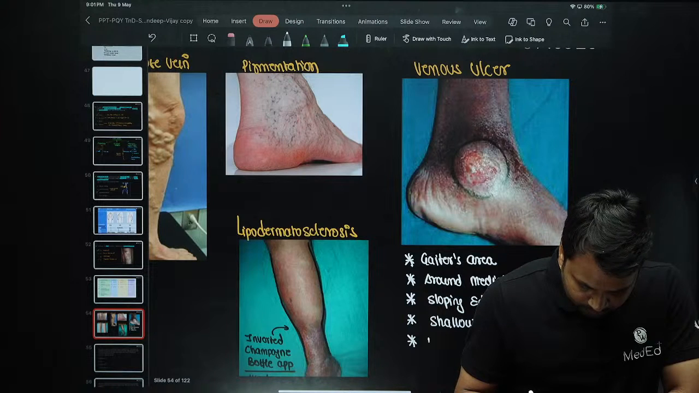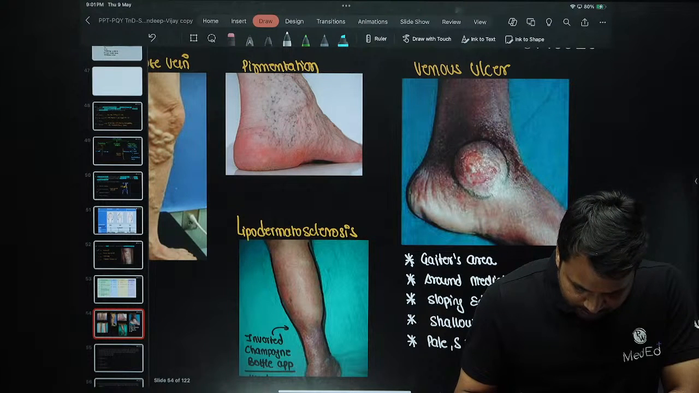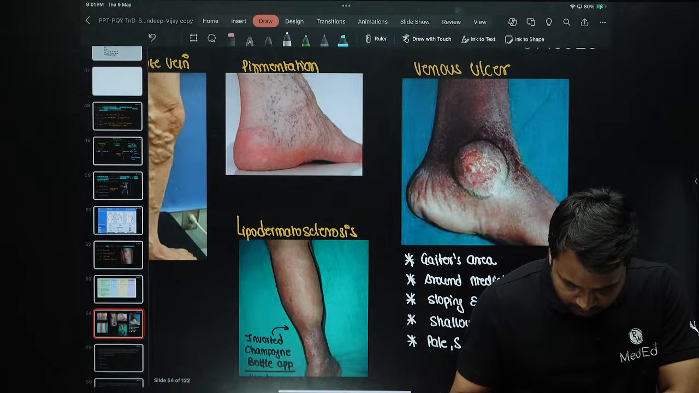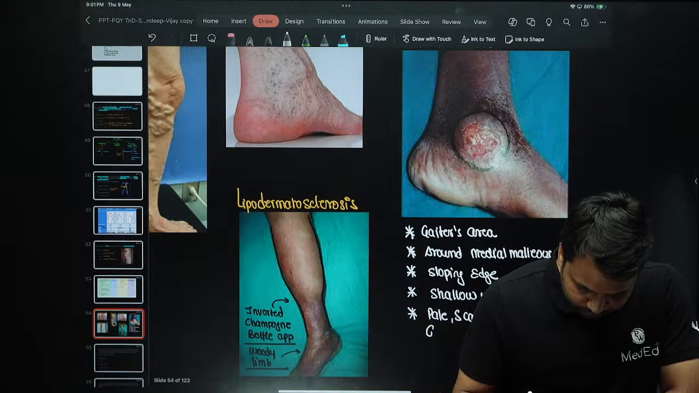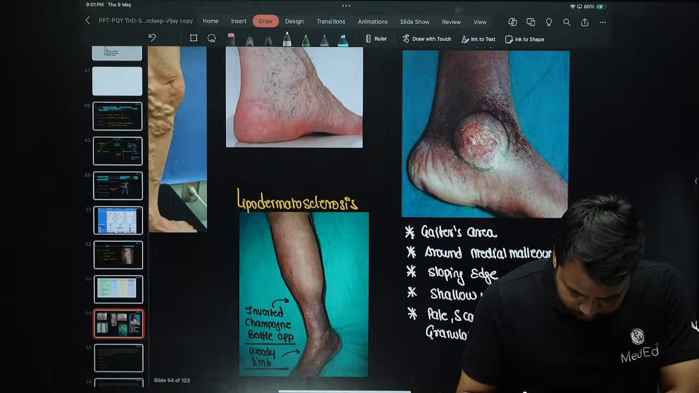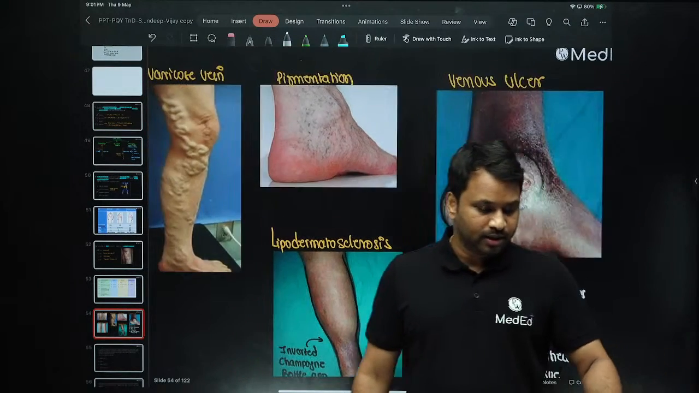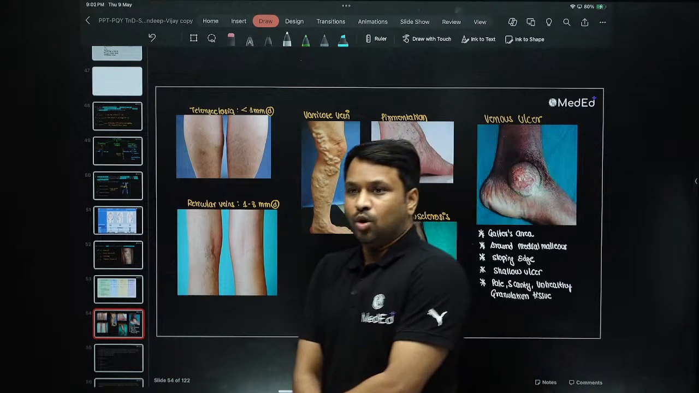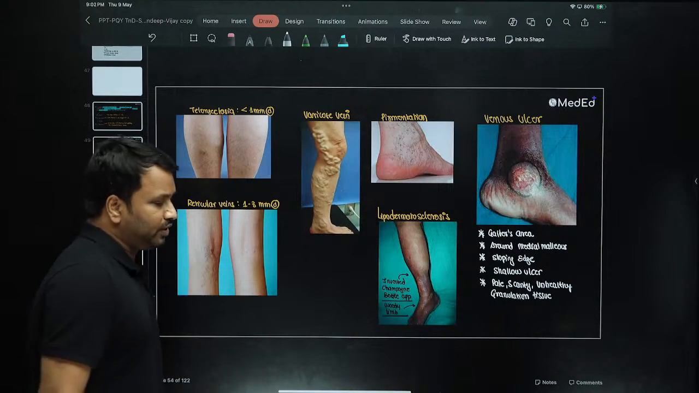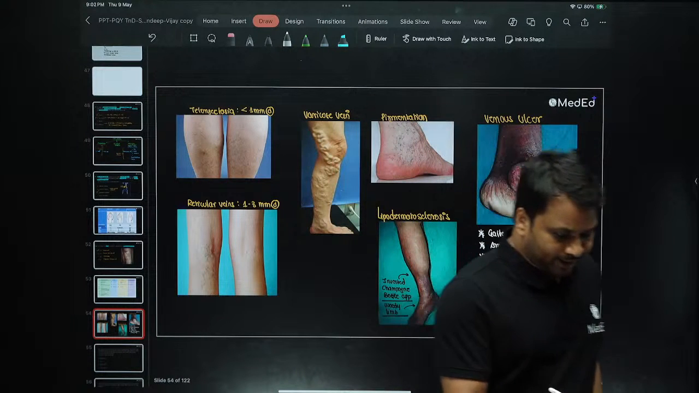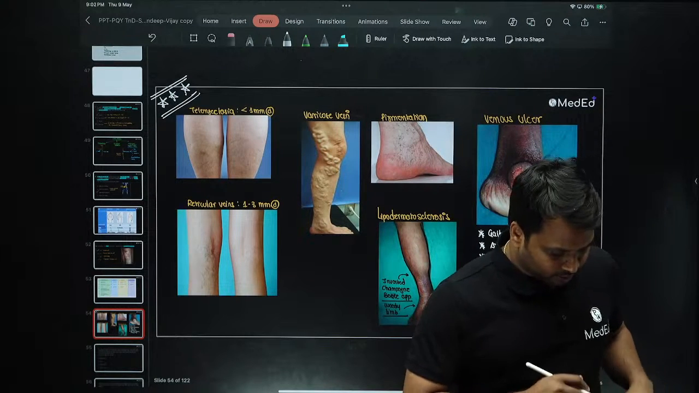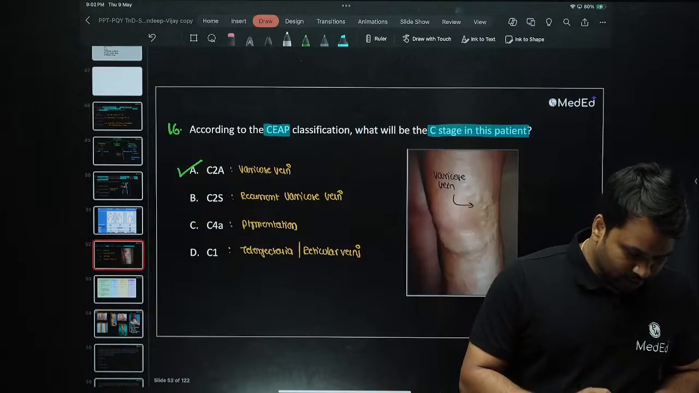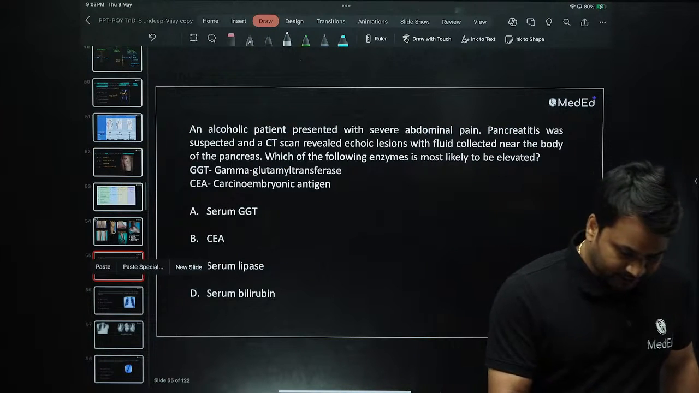and presence of pale, scanty, unhealthy granulation tissue, right? So these are the components of your venous ulcer. All these images are again very, very important from the exam perspective. So that was your question number 16. Moving to question number 17.